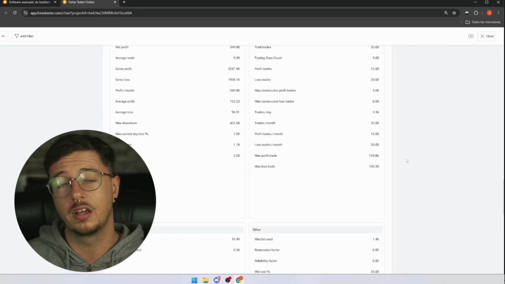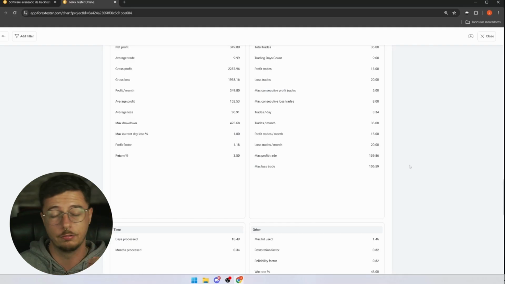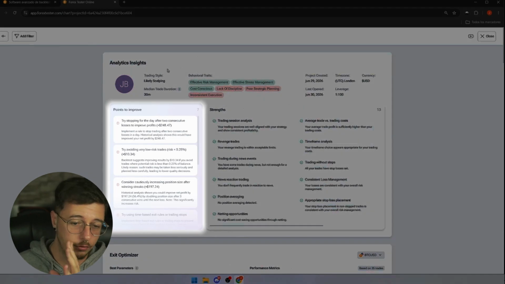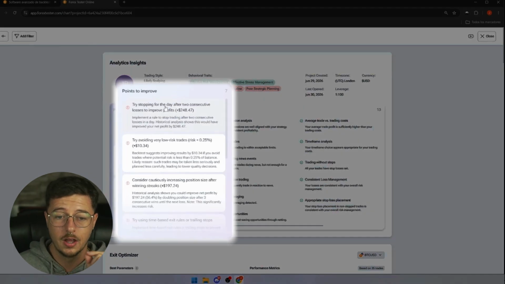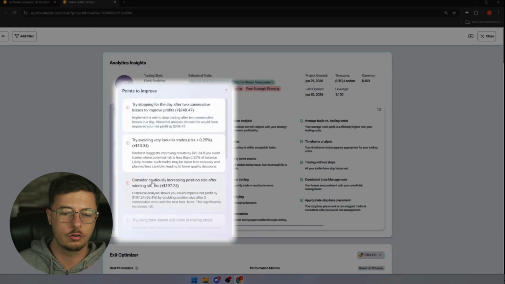In Forex Tester Online, we can optimize the trading strategies on the go. And this is a really powerful feature, especially if we look at analytics insight, because we can see things like try stopping for the day after 2 consecutive losses. So when I take 2 losing trades, I would stop trading. This would make us 2.5% extra. As well, consider constantly increasing position size after winning streaks. This would give us another 2%. So just with this, we'd be sitting on 4.5%. But the thing doesn't stop here, because it's getting even more interesting.